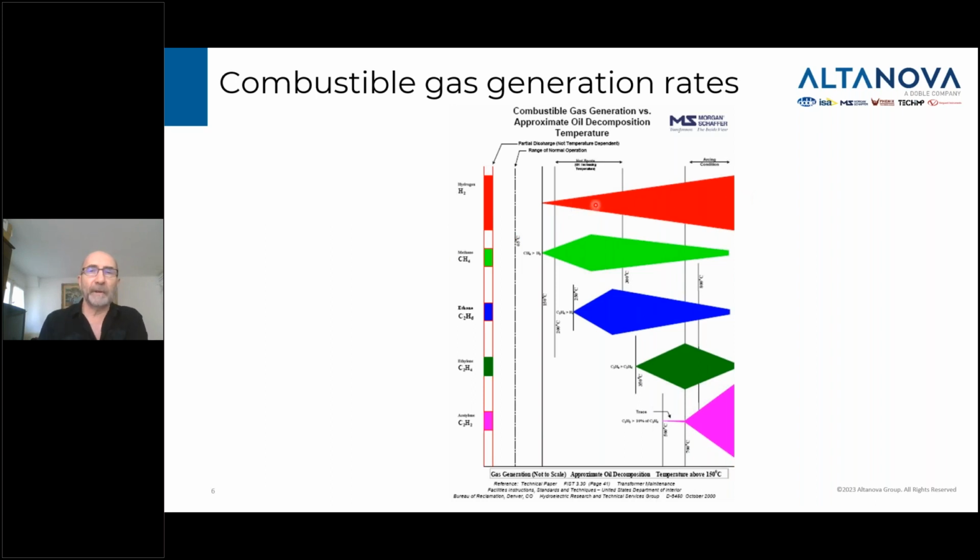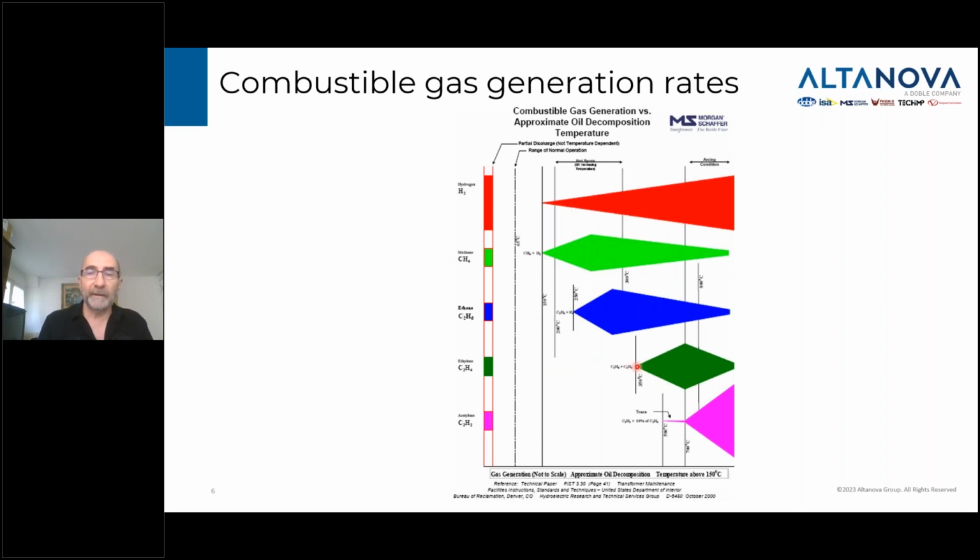So as the fault changes and the temperature increases, you're generating more and more hydrogen, and the rate of generation accelerates. For methane, at 140 you start seeing a rate of generation of methane, and the rate of generation increases up to a certain temperature. If the temperature of the fault exceeds 240, 250, now you start seeing ethane. As the ethane rate of generation increases, the rate of generation of methane diminishes. And it continues like that.